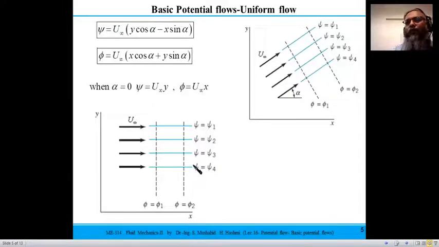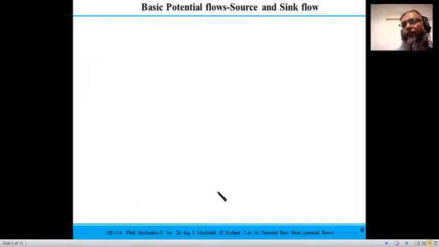When x is x2, you have a corresponding velocity function, which would be phi2. So in this way, you will be able to draw the flow net for this uniform flow case. Okay, the next type of basic flow is what we call source flow and sink flow.